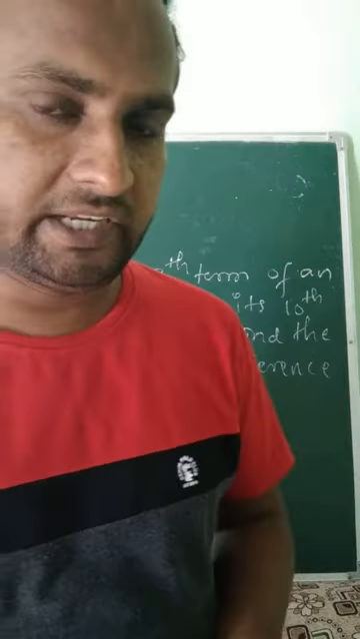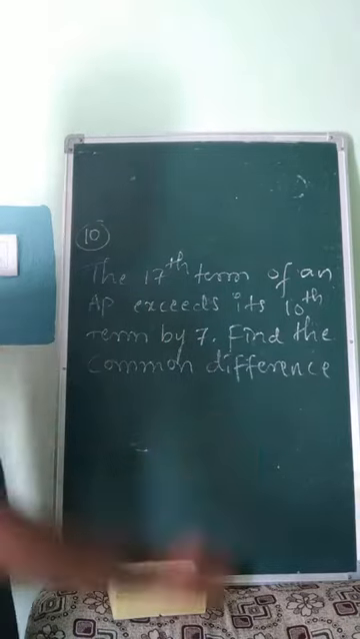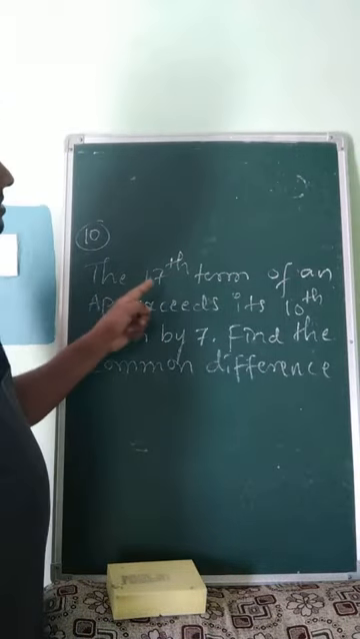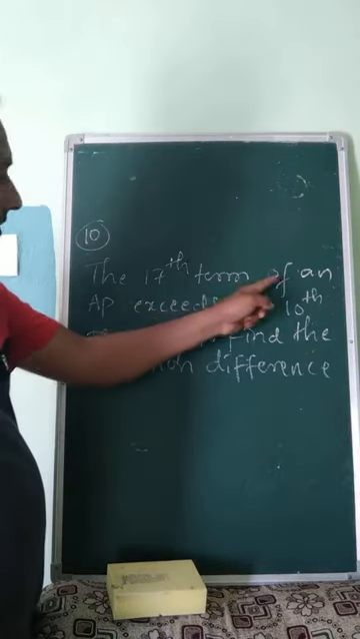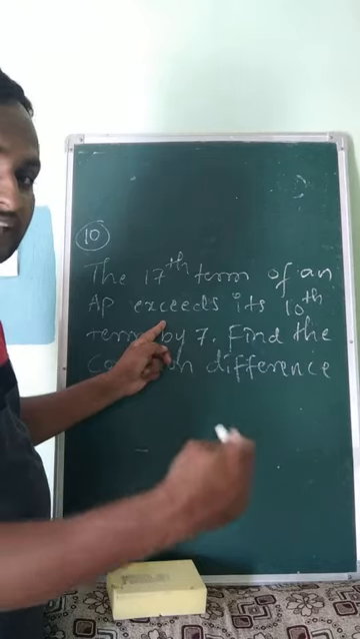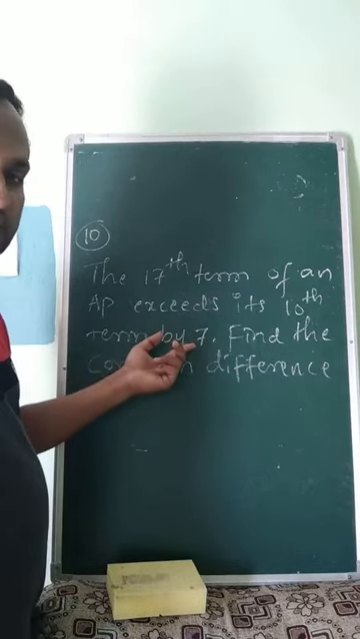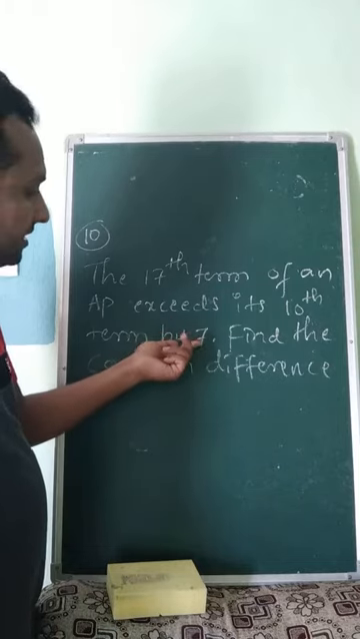Hello everyone. In the previous class we have seen exercise number 5.2 up to 9, we have solved the examples. Now today we'll discuss the next example, that is the 10th one. See the question. The 17th term of an AP exceeds, means is more than, its 10th term by 7.